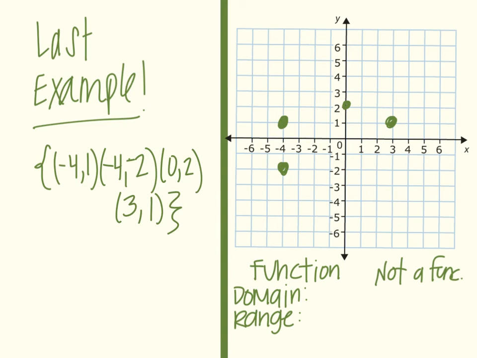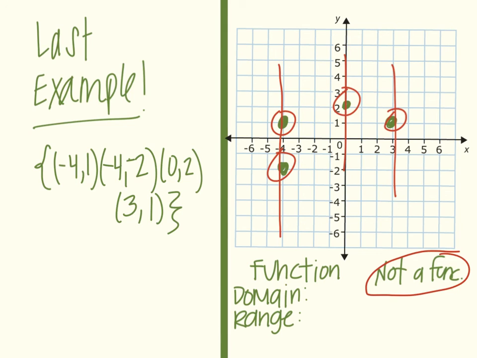Alright, so let's determine if it's a function. We'll do vertical line test. So it crosses twice on that vertical line, once there and once there. Because this line here crossed twice, that means the x value -4 repeats. Therefore, this is not a function.